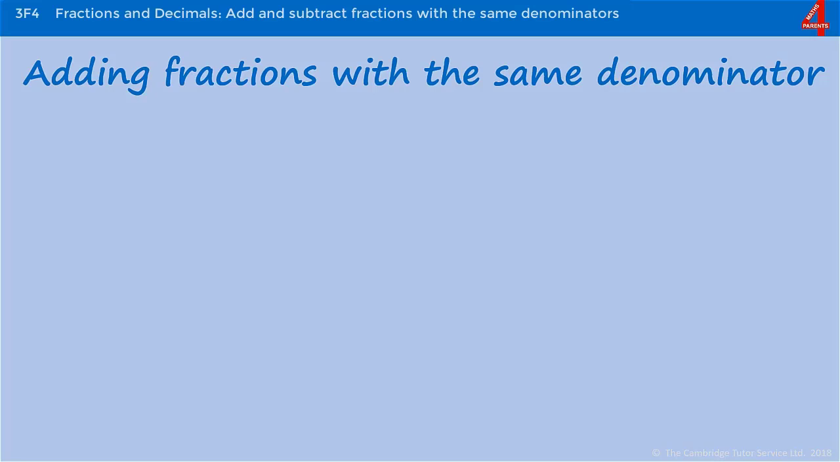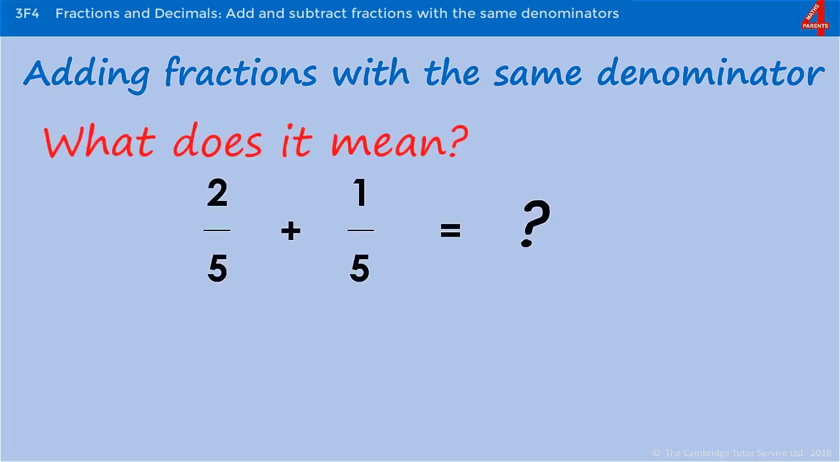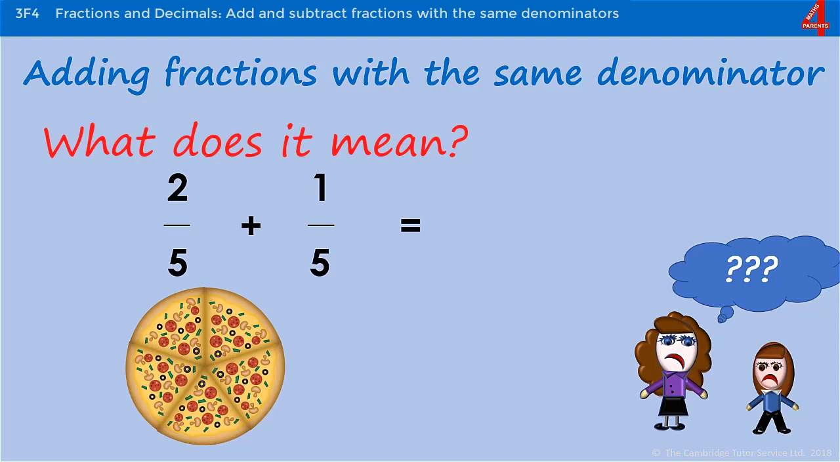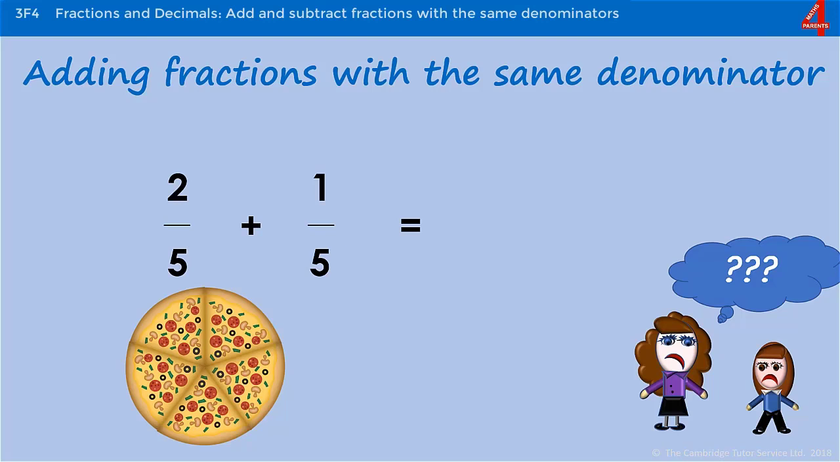Adding fractions with the same denominator, what does it mean? If you haven't seen the Introduction to Fractions video, do take a look at that. Here's a pizza and it's been divided into 5 equal pieces. There's 1/5 out of the whole 5 pieces. And remember that the number at the top is the numerator and the number at the bottom is the denominator.